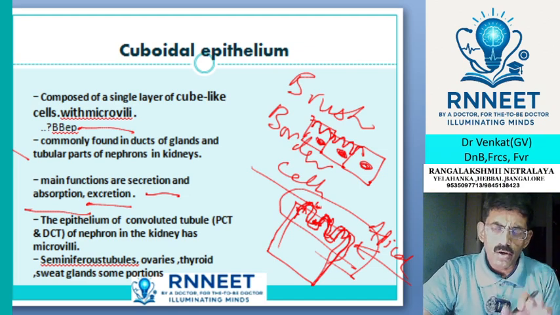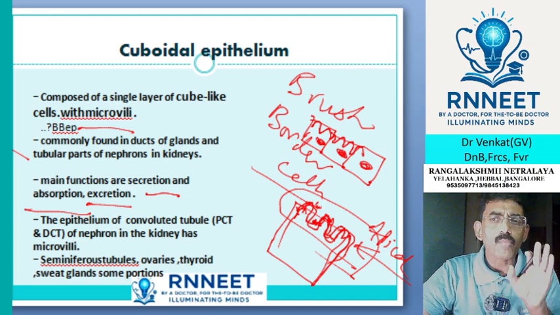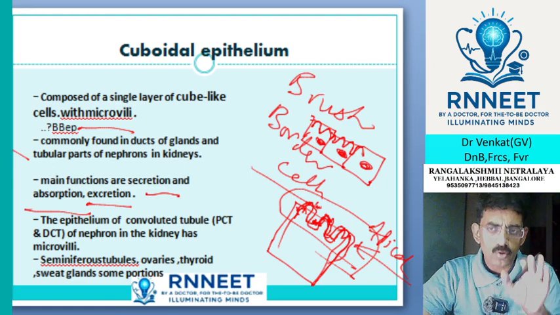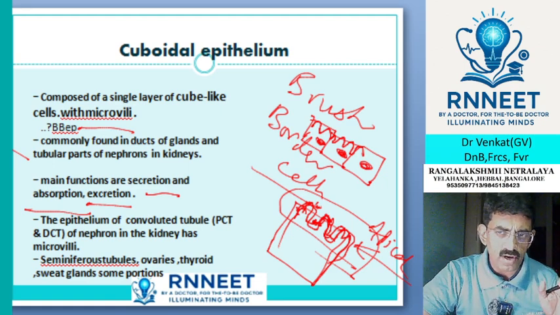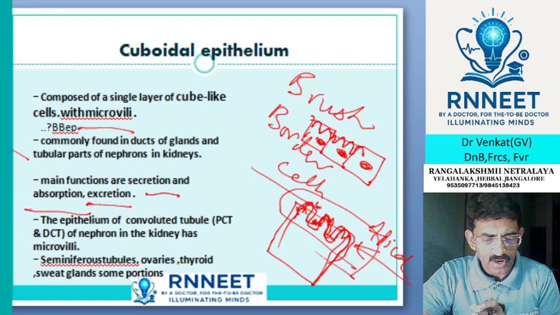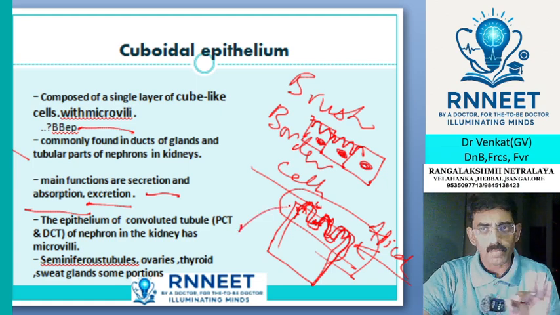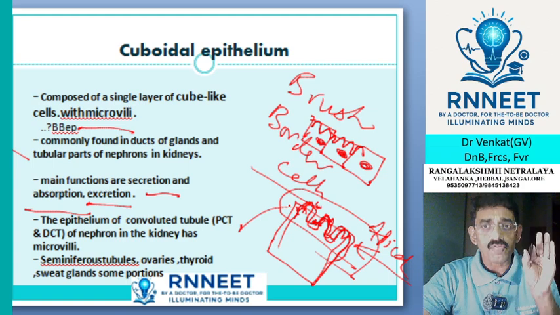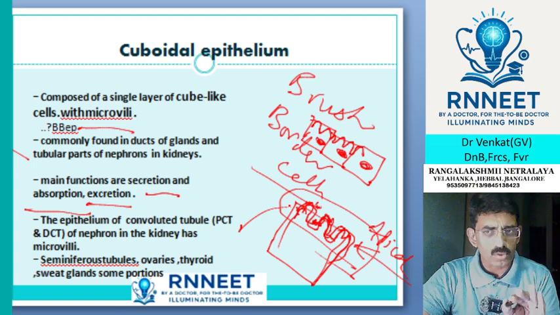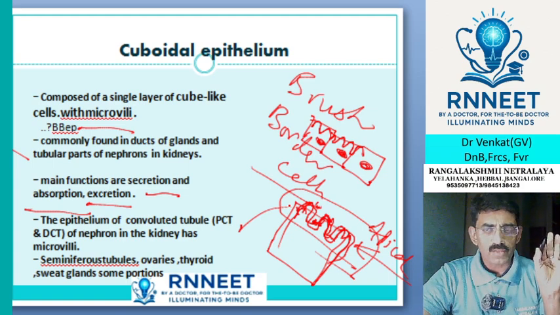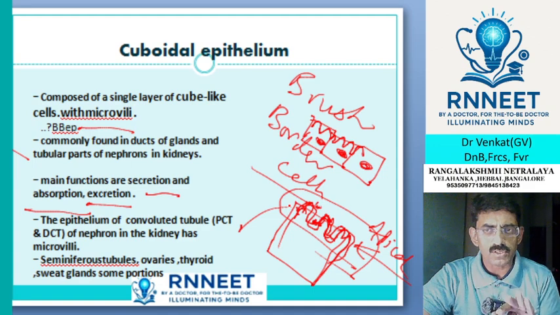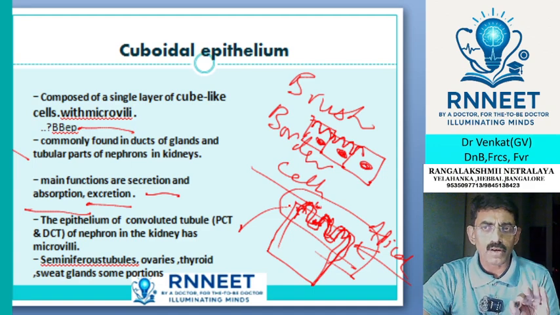So very simple, you know this structure. Obviously kidney tubules, your proximal convoluted tubules, your distal convoluted tubules, all of these should have cuboidal epithelium. So now you will never forget that kidney tubules are cuboidal. Otherwise, very often this is something which is a mistake and people tend to make a mistake.